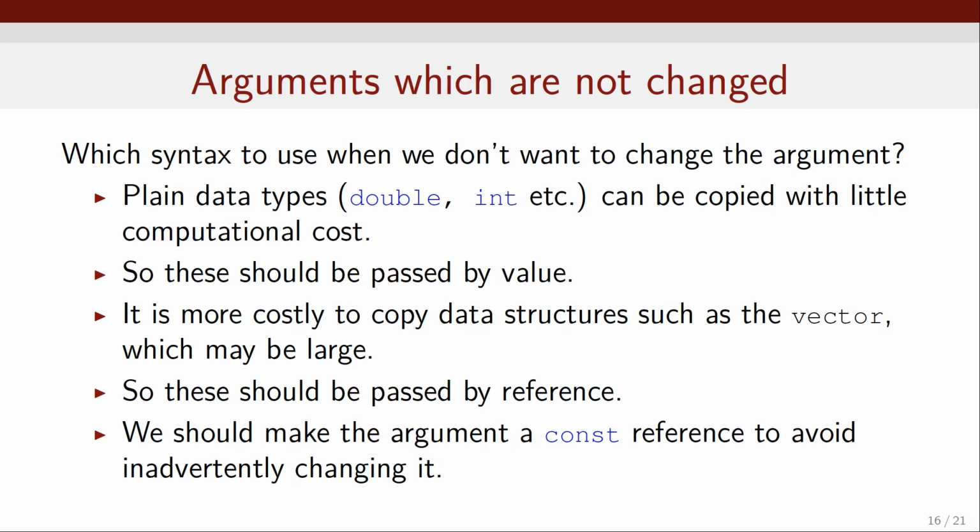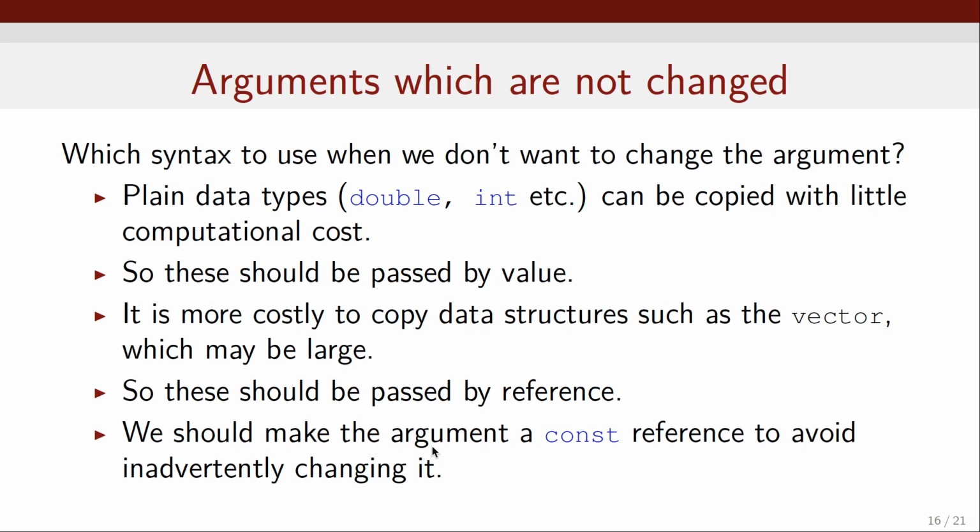Now, if we don't want to change the argument, which syntax should we use? The plain data types, like a double or an integer, can be copied with little computational cost. So these should be passed by value. It is more costly to copy data structures, such as a vector or an array, which may be very large. So these should typically be passed by reference.